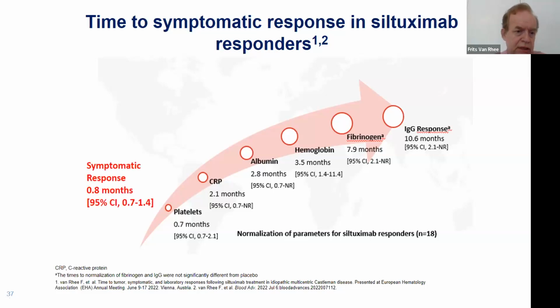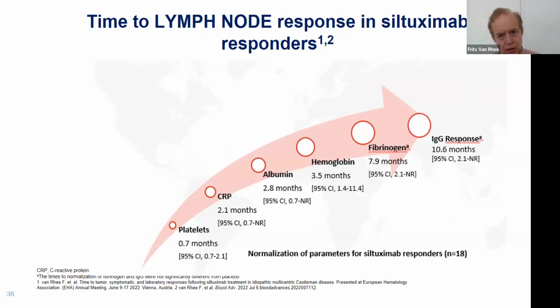Now, one can see that improvement in symptoms occurred fairly quickly. So if one starts a patient on siltuximab, one can see improvements in laboratory parameters and symptoms fairly quickly. However, the lymph node response lags behind considerably. So it's important to realize that siltuximab merely neutralizes a growth signal for lymph nodes, but it doesn't work like a cytotoxic agent or like rituximab. So it takes time to see a response.